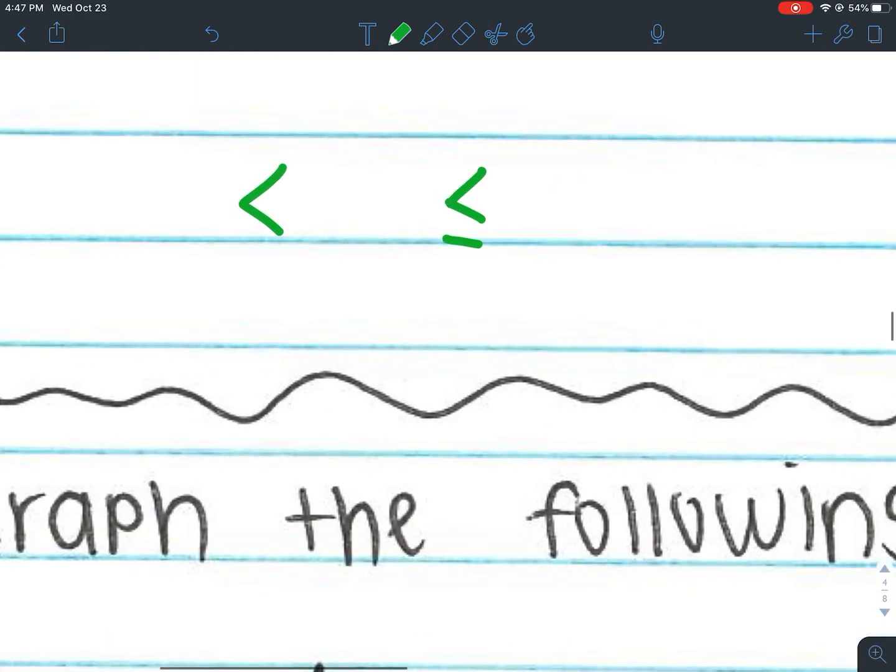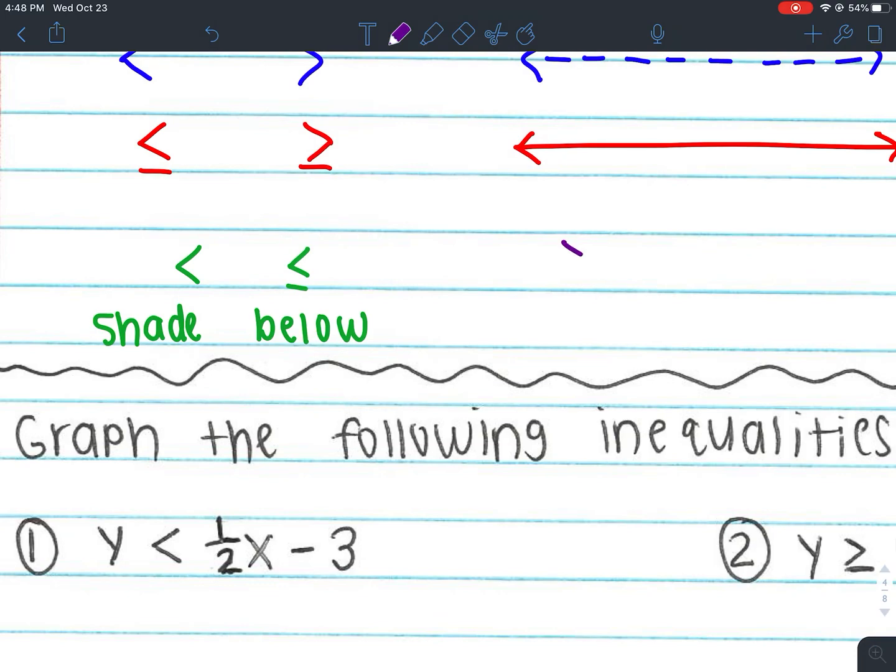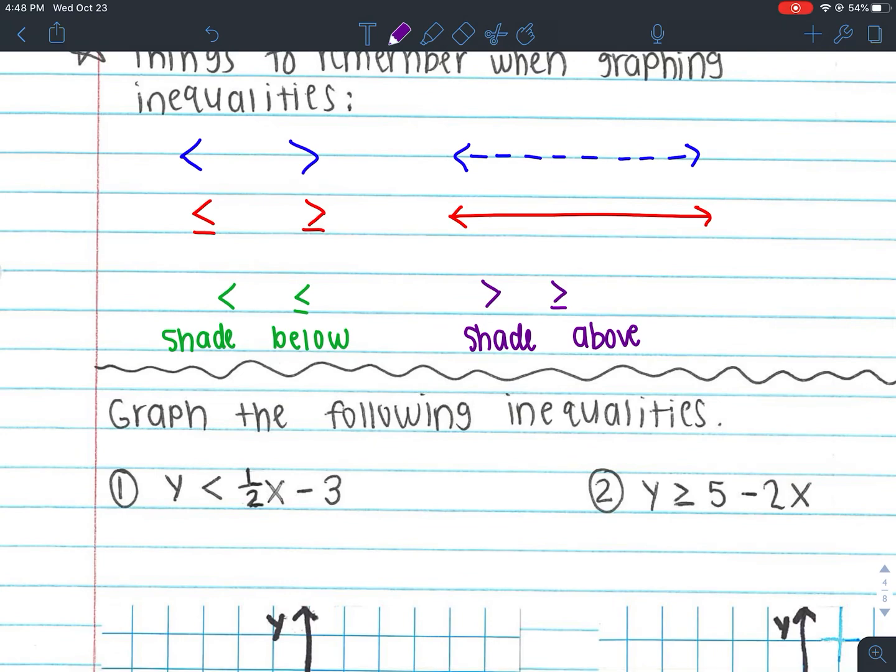If you have a less than sign or a less than or equal to sign, you're going to shade a certain direction. You're either going to shade above or below. When you think of someone less than you, they're below you, right? So if someone's less, you shade below. So that means if you have a greater than or equal to, you would shade above. And I know none of this really makes any sense right now, but when we get to actually graph, we'll talk about it and you'll get to see it in action.